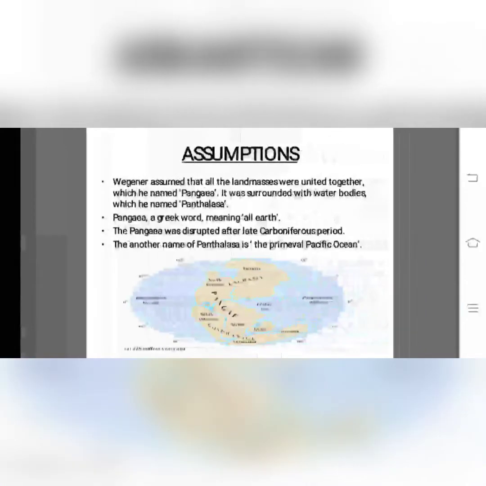To develop his theory, first of all, he had some assumptions. Let's take a look at that. Wegener assumed that all the land masses were united together, which he named Pangaea. It was surrounded by water bodies, which he named Panthalassa. Pangaea, a Greek word, means all earth. Pangaea was disrupted after the late Carboniferous period. Another name of Panthalassa is the primeval Pacific Ocean.